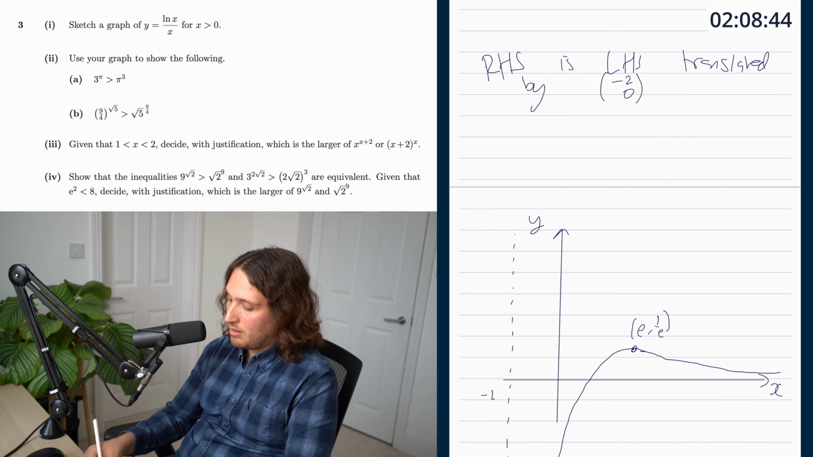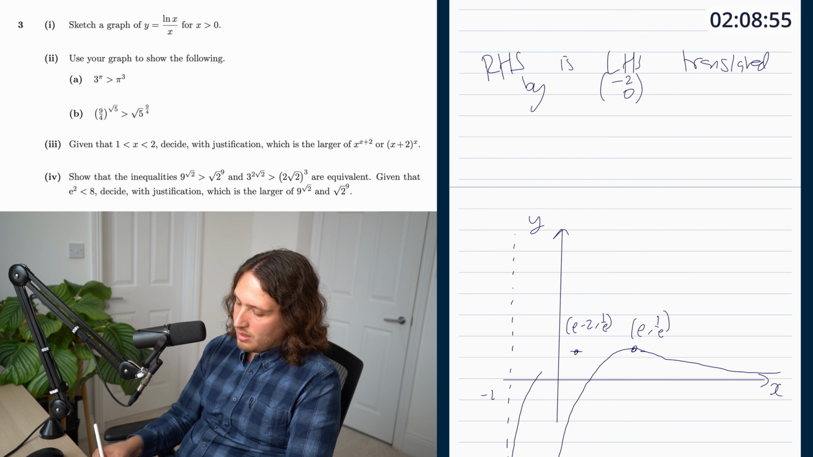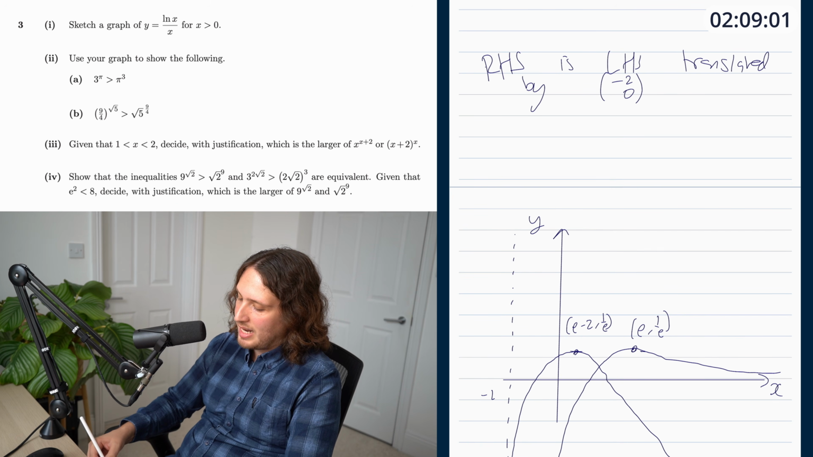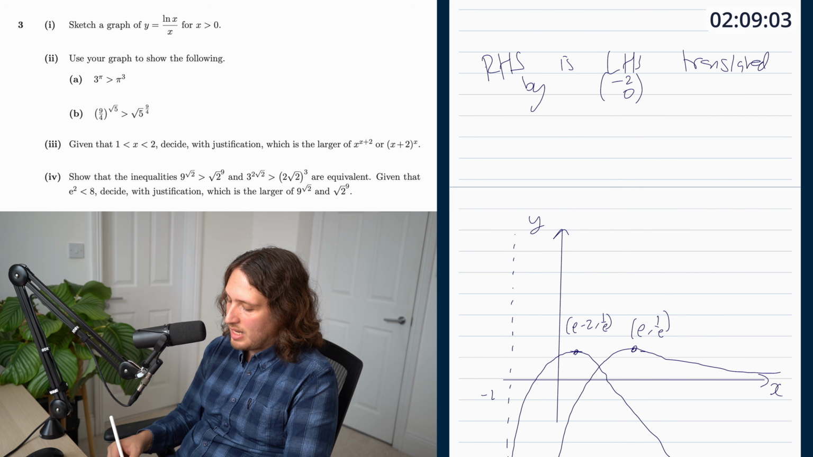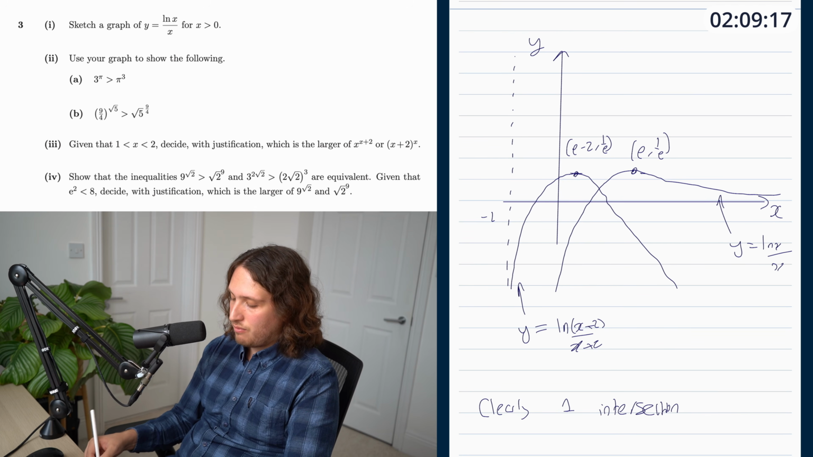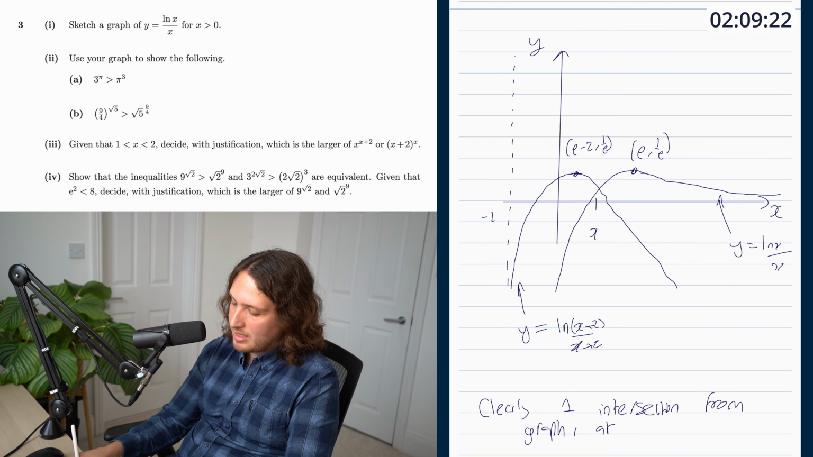So its turning point is going to be, well, at e minus 2, which is a tiny positive. Well, not that tiny, but a bit tiny. So then it's got to decrease after that point. So there can only be one intersection. So this is y equals ln of x plus 2 over x plus 2. This is y equals ln x over x. Clearly, one intersection from graph.